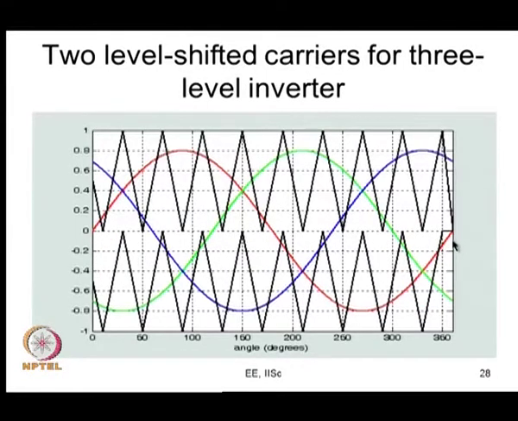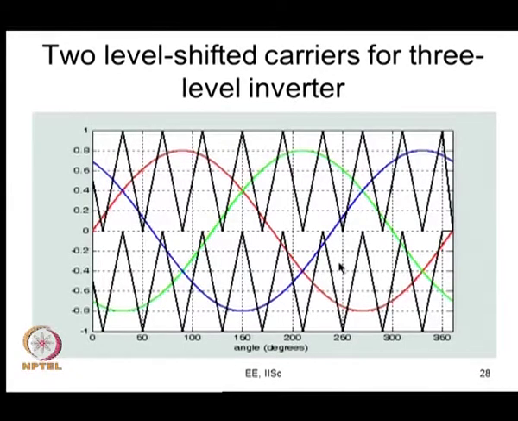In the case of a 3 level, you need to do it differently. You do not have one pair of complementary switches, you have 2 pairs of complementary switches. So, you have 2 level shifted carriers, and so there is one top which runs between 0 and 1, there is a bottom one which runs between minus 1 and 0. So, the R, Y, B are all compared here.